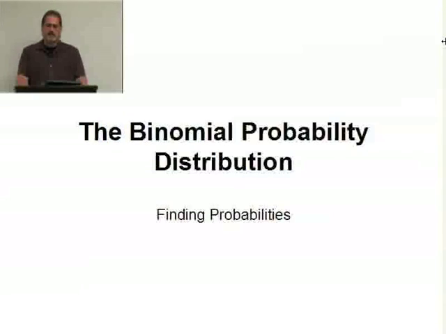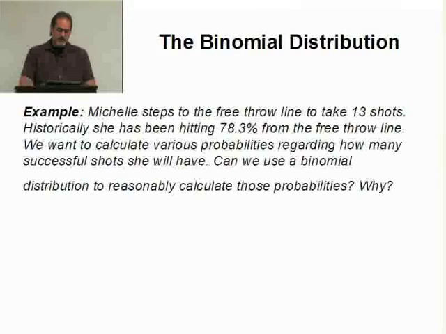Let's now take a closer look at the binomial probability distribution, and specifically, let's take a look at actually calculating some probabilities. As an example, Michelle steps to the free throw line, and she's going to take 13 shots. Historically, she's been hitting 78.3% from the free throw line. We want to calculate various probabilities regarding how many successful shots she will have.